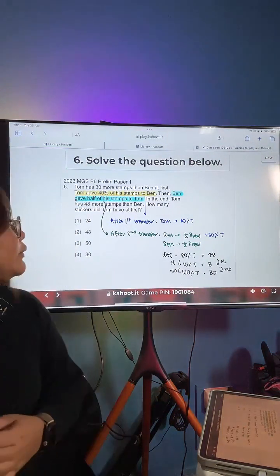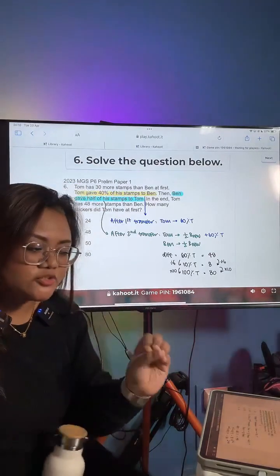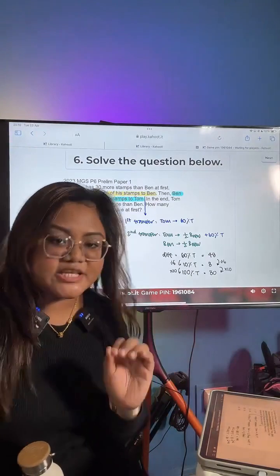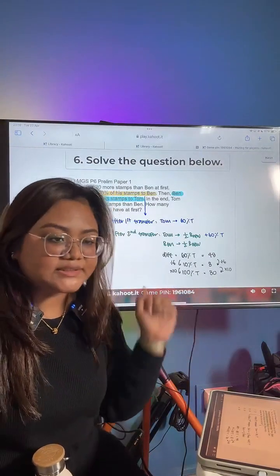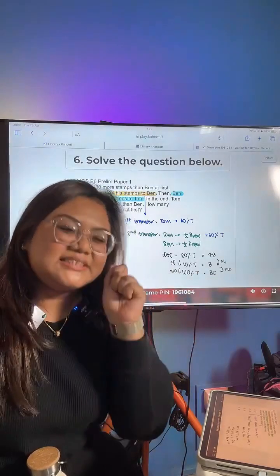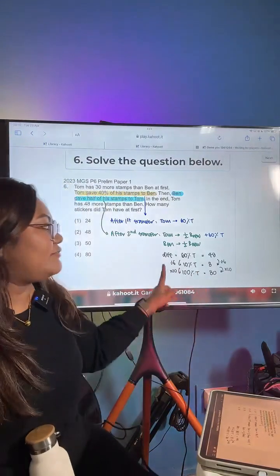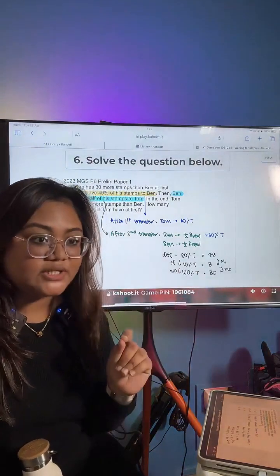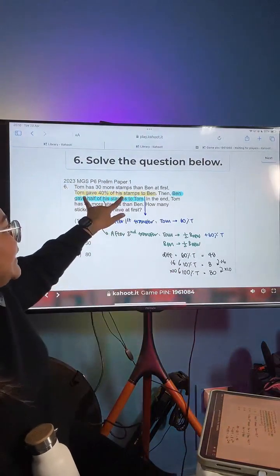Alright, so how did we get the answer as number 4, 80? Very simple. I'm going to do this as simply as possible. I solved this question more than 5 times to find the simplest way to explain it to you guys. Out of all the 5 times, I found that this is the simplest explanation. So let me share it with you, okay? Number 1, let's take a look at this yellow part.